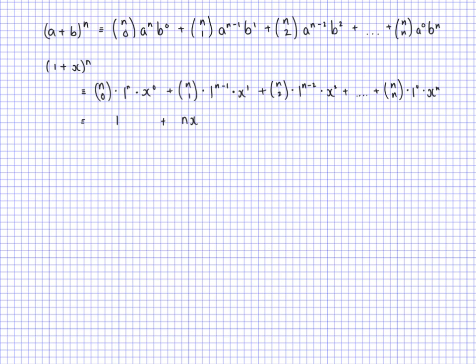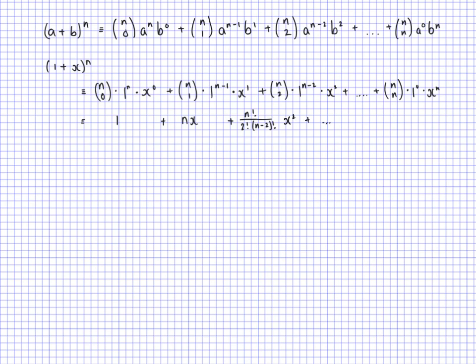Next one, I've got n choose 2. Now, I may not know this one. Times 1 to the power of anything is 1. And then I'll have the x squared. This one, I'm going to write it out using the factorial. So I'm going to have plus, now with the factorials, n factorial here, I will have 2 factorial, and I will have n minus 2 factorial. Okay, so that's what I would need to do to work this one out. Then I'm going to times that by x squared.